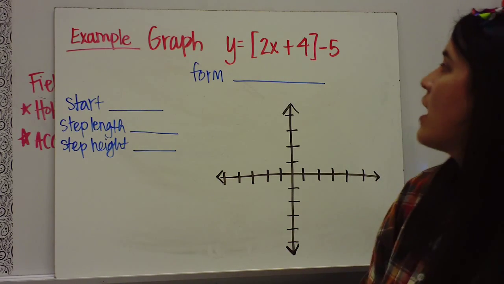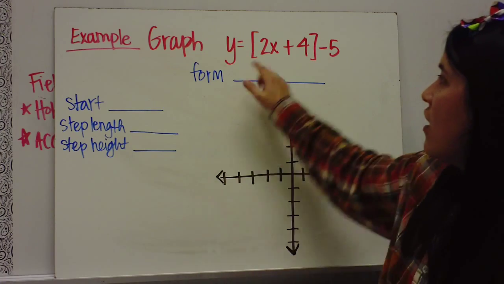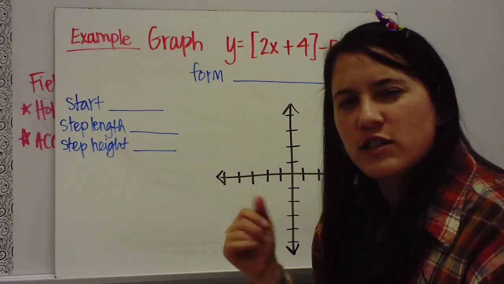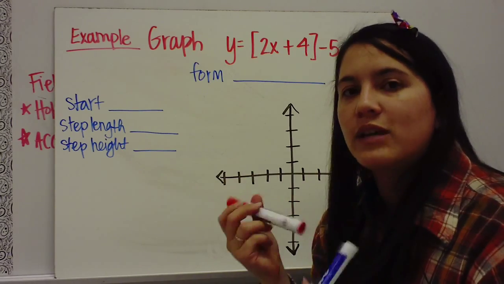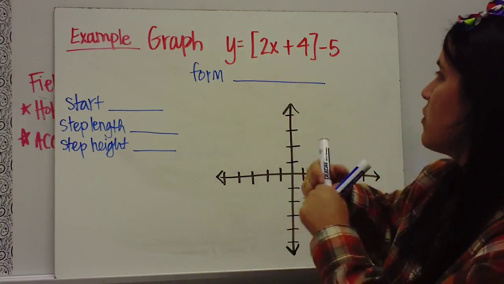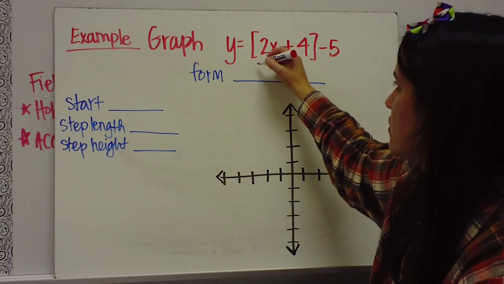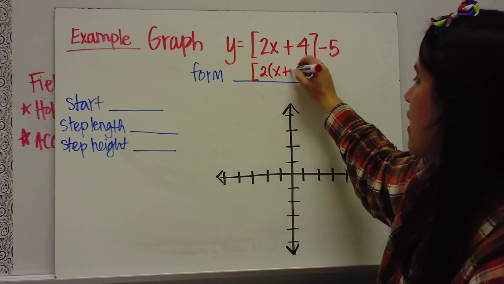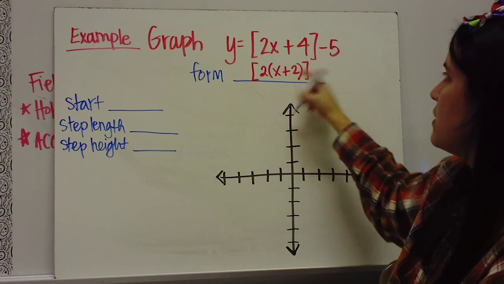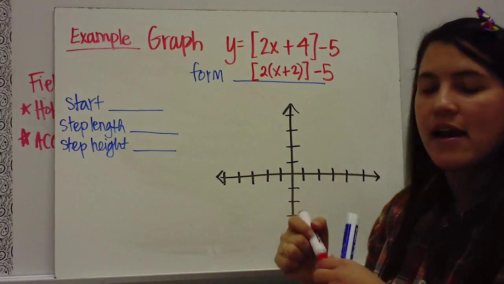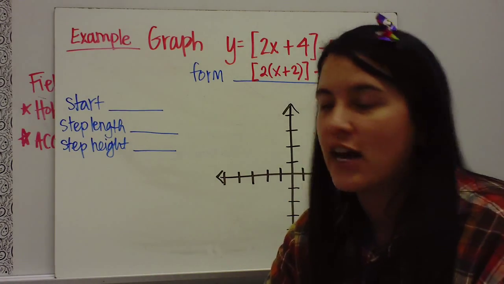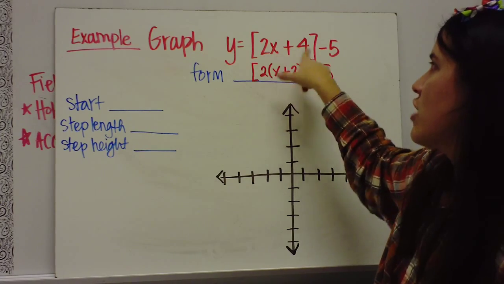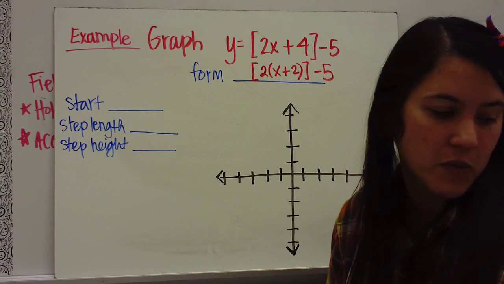All right, so example 2. 2 times the floor bracket of 2x plus 4, minus 5. We've practiced transforming. You have to manipulate it into a form that we can see. So because of that, I'm going to factor out a 2. And then I get x plus 2. Now I have a form that I can easily see the transformations. If you leave it like this, then you're not going to be able to see everything quite as well.